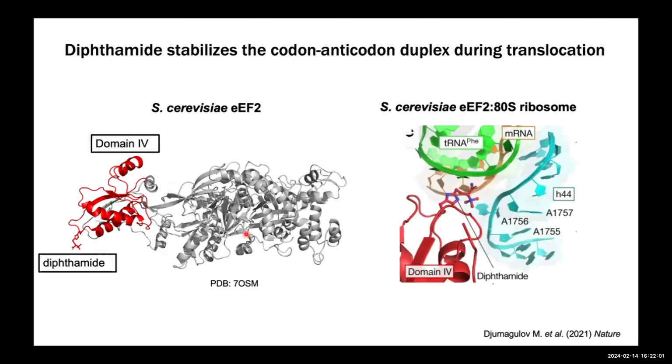And here I show you the structure of elongation factor 2 from S. cerevisiae. And diphthamide can be found way at the tip of domain 4 here. And domain 4 is located directly in the A site of the ribosome, where diphthamide makes extensive contacts with both the mRNA transcript and the decoding tRNA.